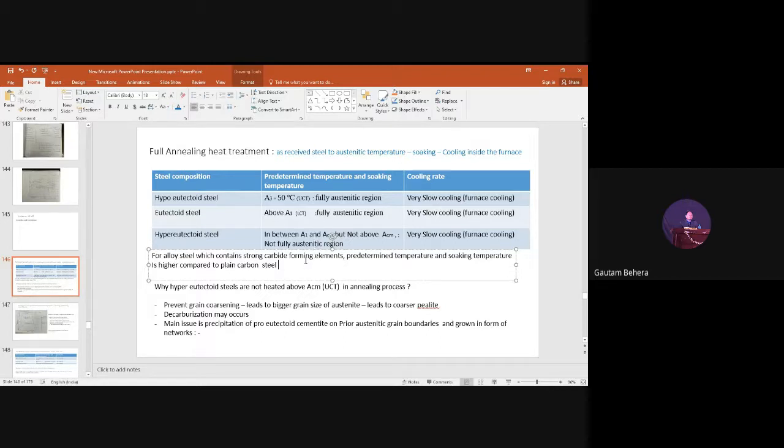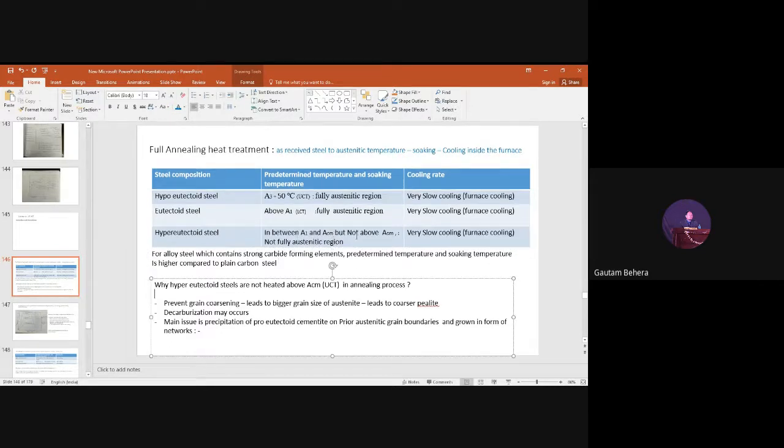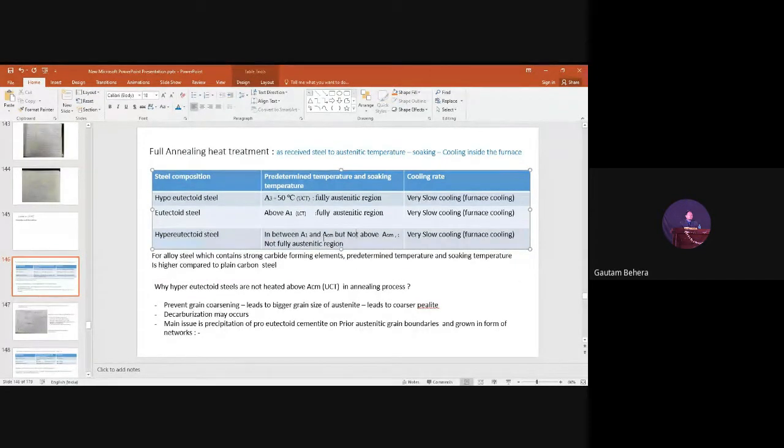Very good. And I think this question is asked many times. Why for hyper-eutectoid steel, that means the steel which contains more than 0.88% carbon, are we not going above ACM? Because above ACM, we have a complete austenite phase. But rather, we are going in between A1 and ACM. This is a very good question. Why are we not going in that condition?